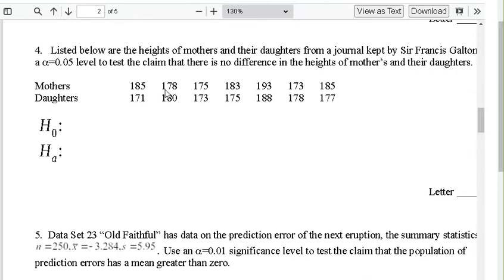Mothers and daughters, I mean, height is certainly a genetic trait. There's definitely a relationship between those things. So the data aren't independent. You would test that with a regular dependent t-test is what it ends up being. So you should practice these.